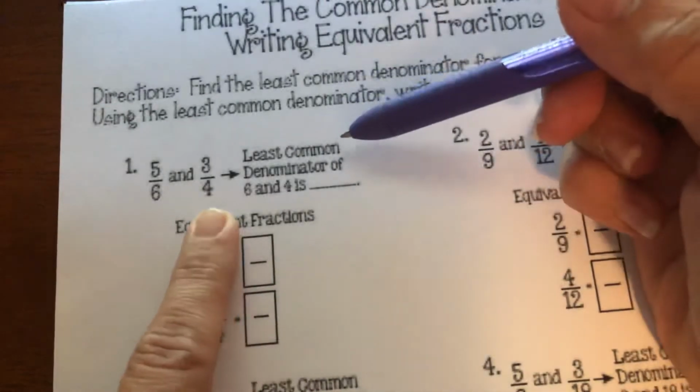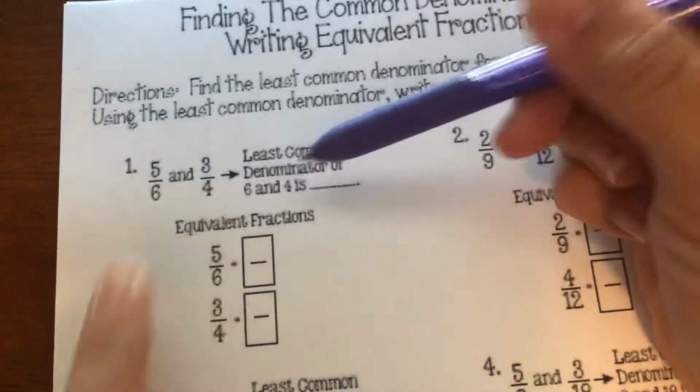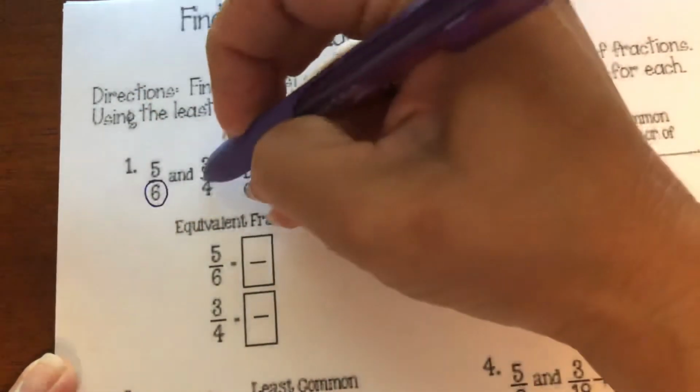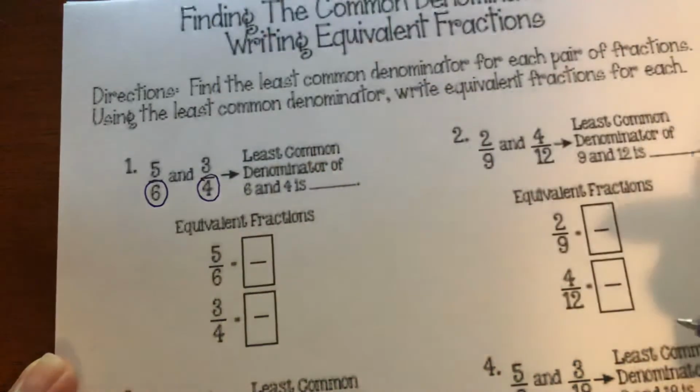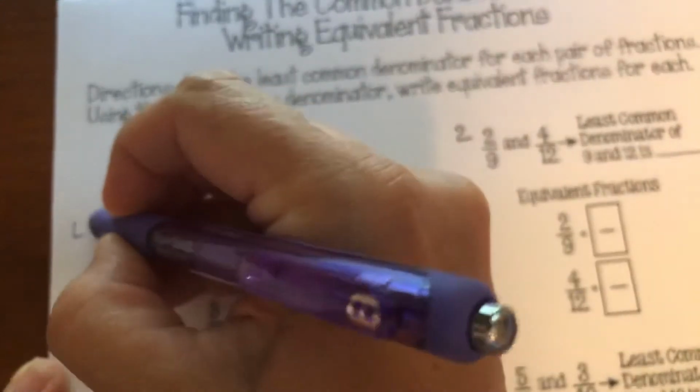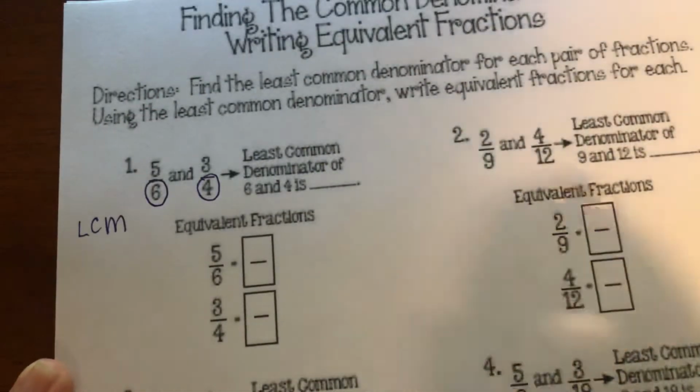And it's asking you to find the least common denominator of 6 and 4. And the reason why it's saying 6 and 4 is because these are my denominators. And so what we're going to do is we're going to go right over here and we are going to find the least common multiple of 6 and 4.